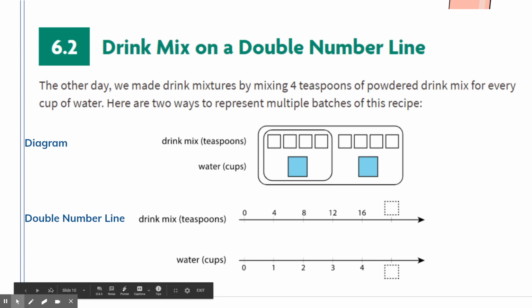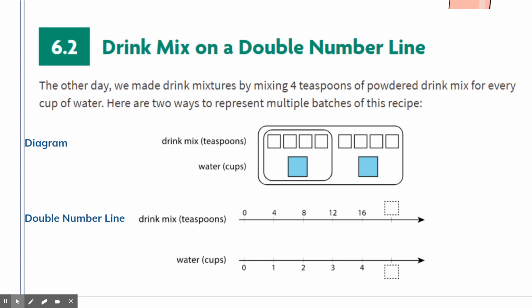So those are some of the strategies that we could have used when we were doing that mental math section. And then we're going to shortly be going into 6.2.